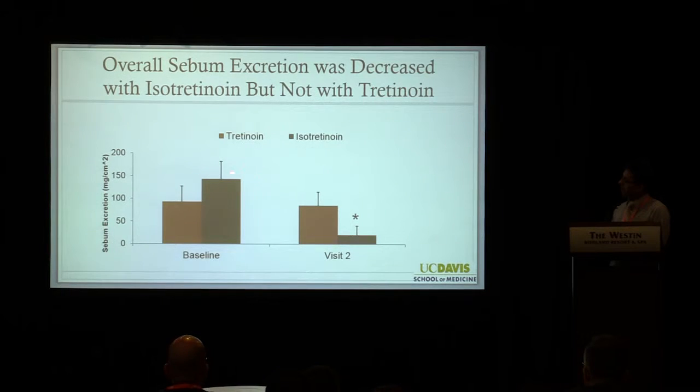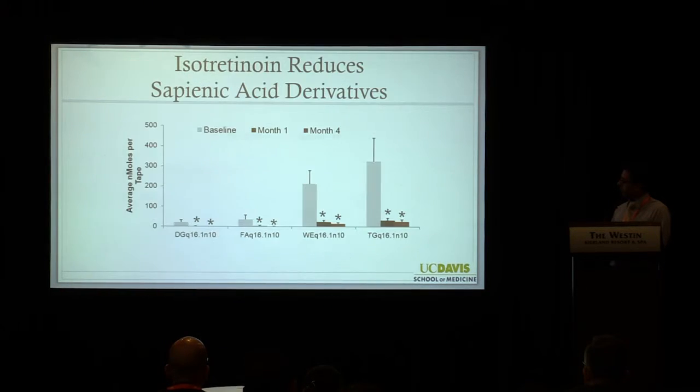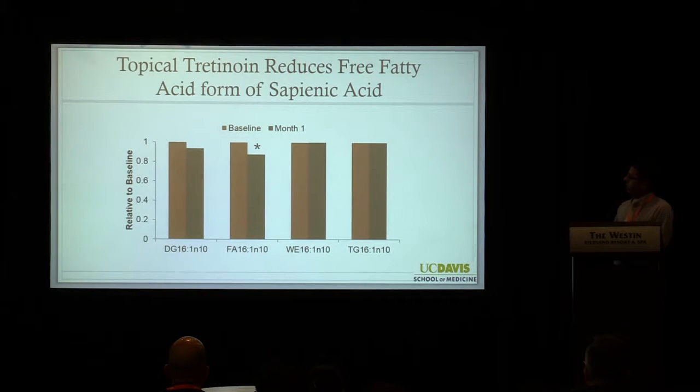In the isotretinoin group, that group tended to have worse acne, but you see a profound drop by the time they come back for their first month visit. What we wanted to understand was how it works when you actually look at the sebum-specific targets, in this case sapienic acid derivatives. You can see here isotretinoin decreased everything across the board, which is what we would have expected. Interestingly, when you look at tretinoin, and here we're showing it relative to their baseline, we are able to capture that tretinoin does have about a 13% decrease.